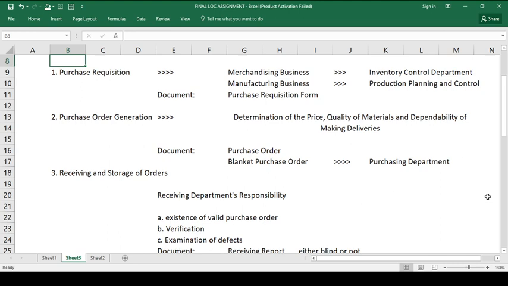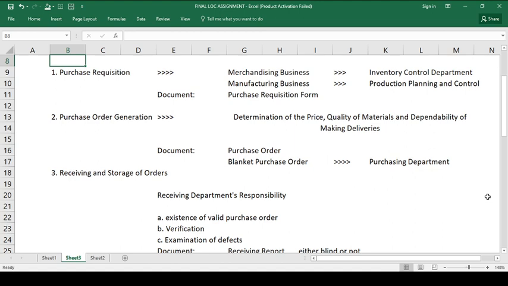Meron naman pong tinatawag na blanket purchase order. Yung sinasabing blanket purchase order refers to the purchase order na pang 1 year, gamitan, no. Pero in my practice on the purchasing activities when I was in a particular company, yung purchase order parang every time na merong purchase, may purchase order. I did not encounter a blanket purchase order.